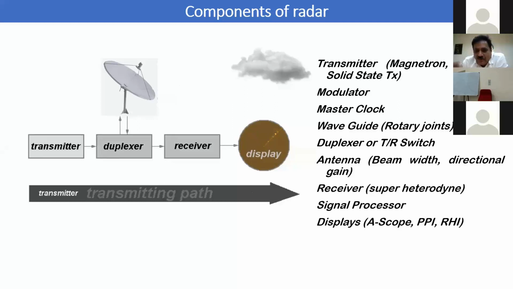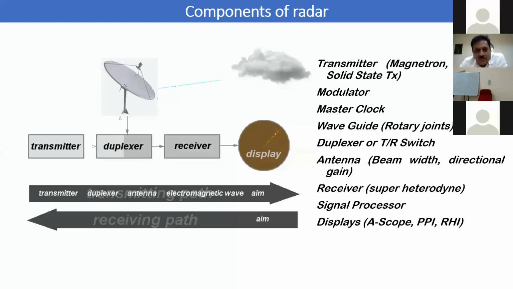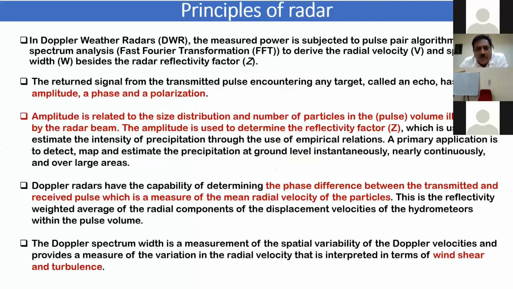And then, of course, you process the data, and you have several displays, several modes of operation. You have ASCOPE, PPI, RHI. So I will show what they are.